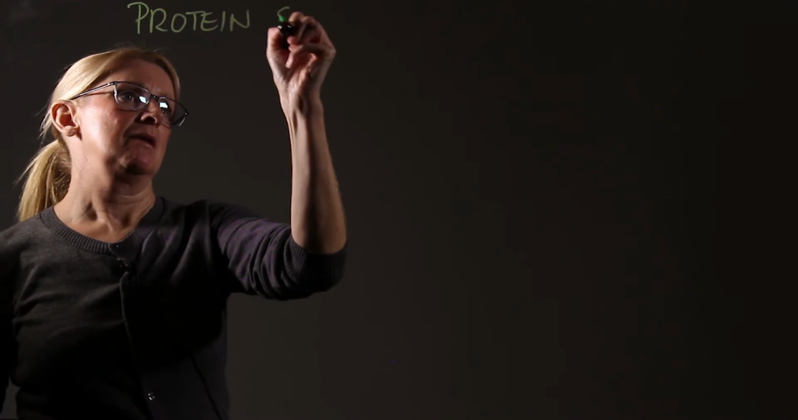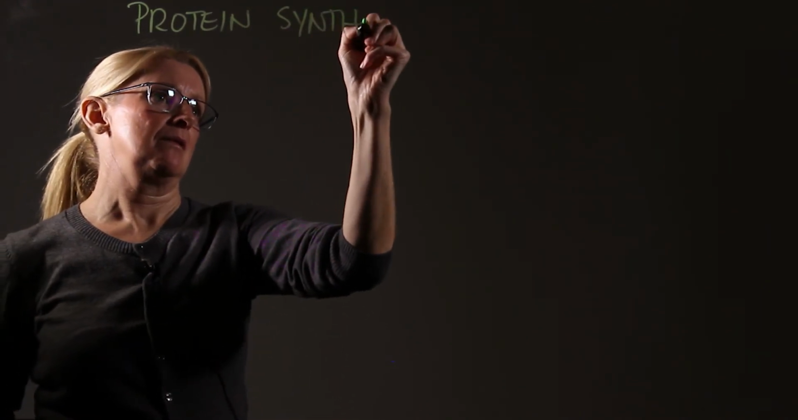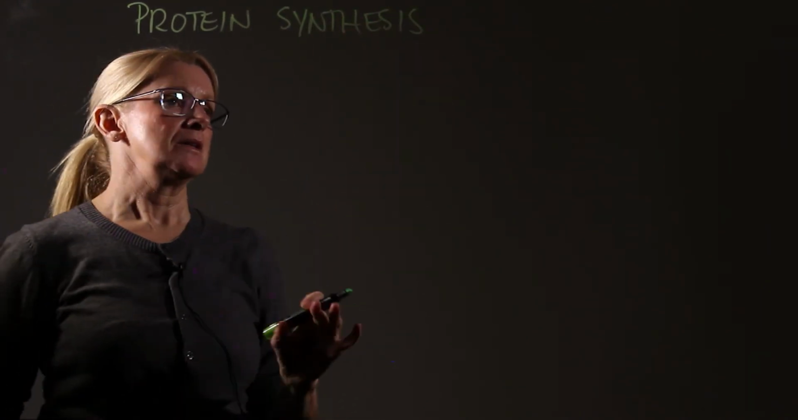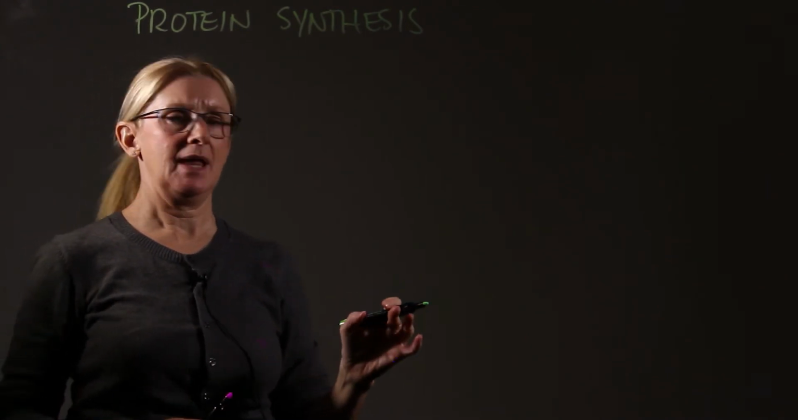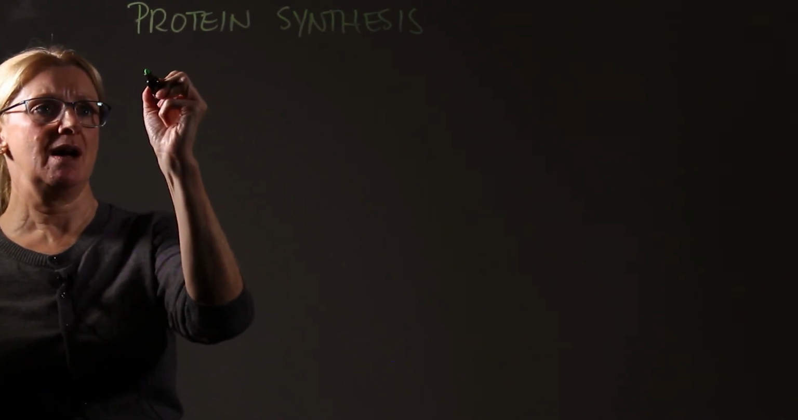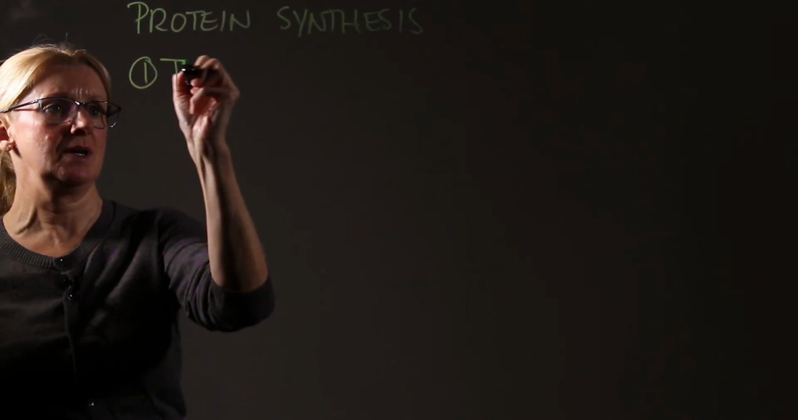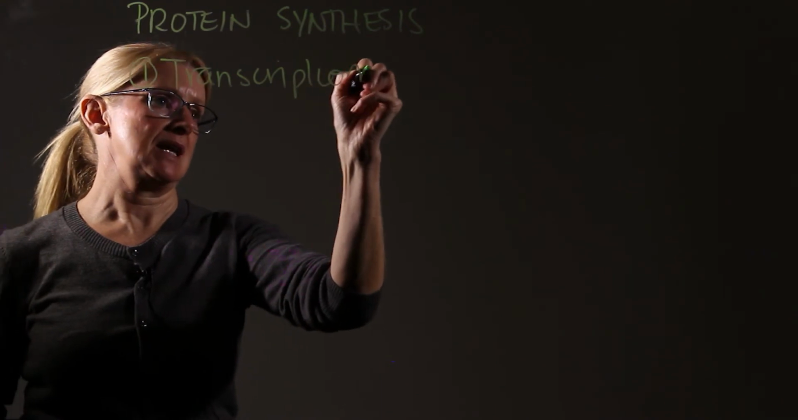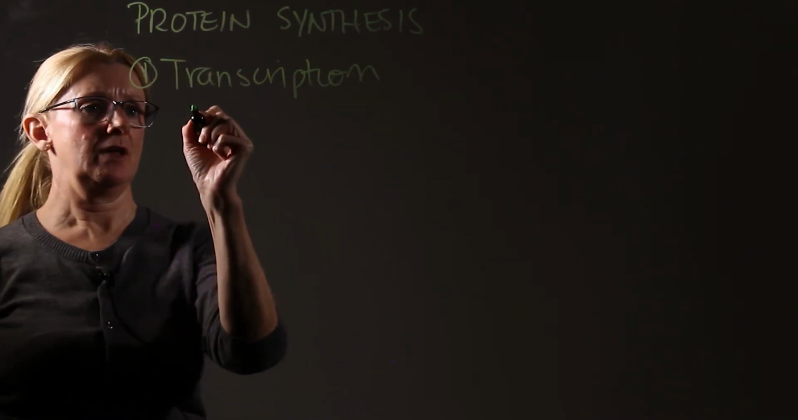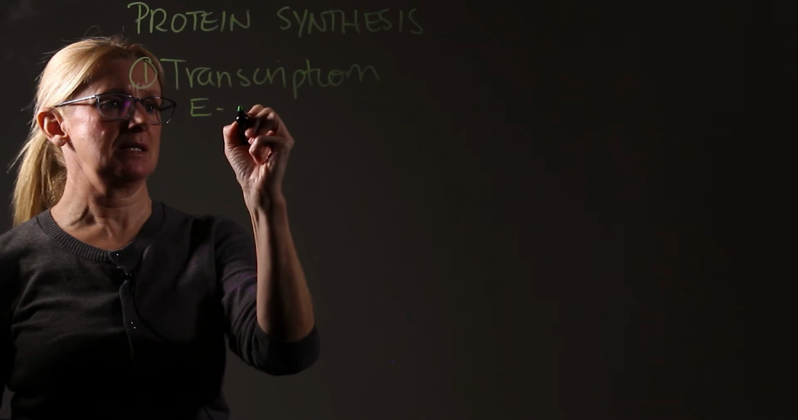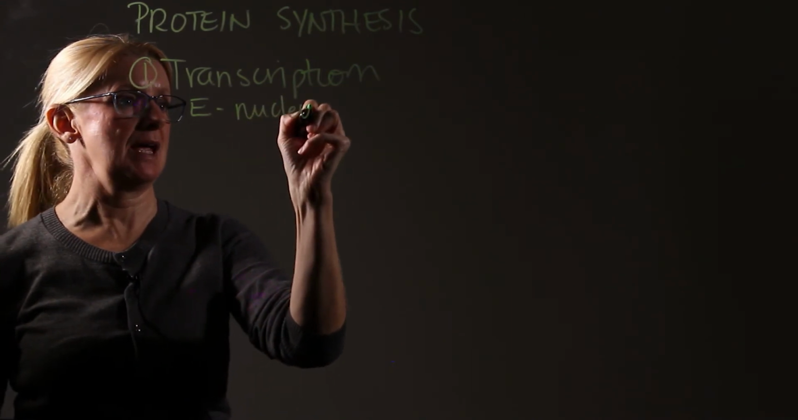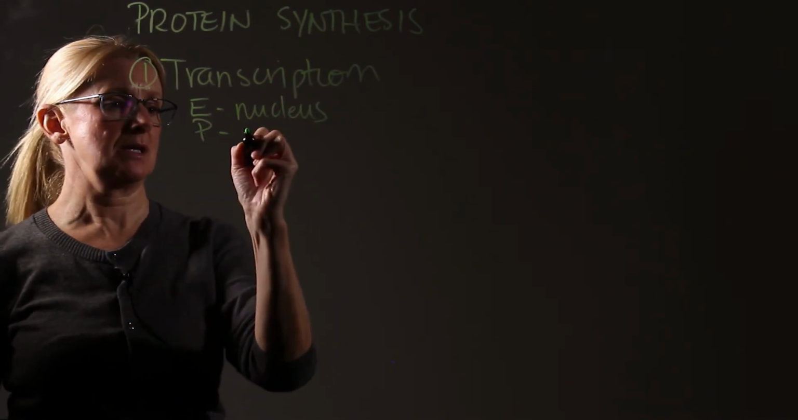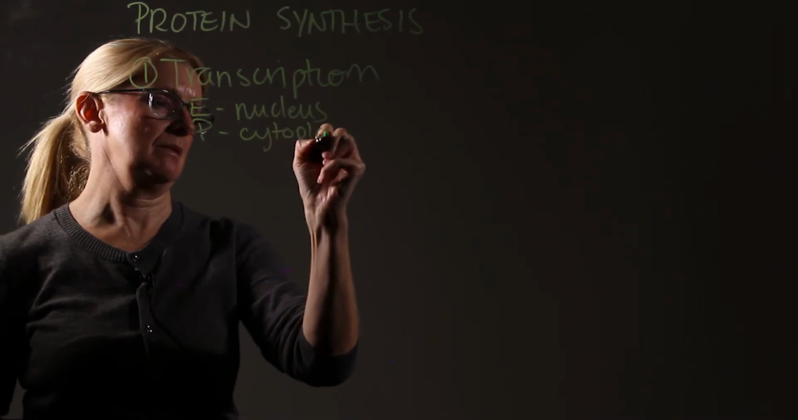So we're going to summarize now. We were going over protein synthesis, or the making of proteins. So things to keep in mind are the different players and what's going on. So remember, we have two main steps. Our first one is transcription. So let's think about where this takes place. First of all, in eukaryotes, this takes place in the nucleus because that's where our DNA is. And in prokaryotes, this is going to take place in the cytoplasm.